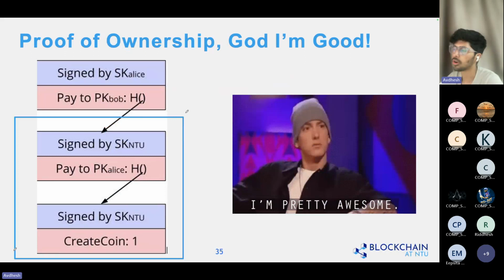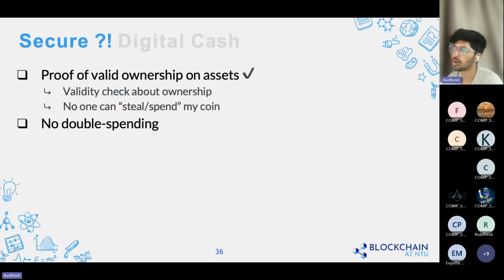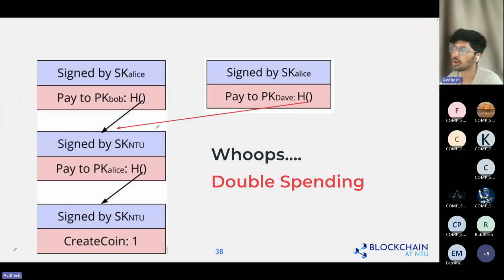So we tick this thing which we learned recently about proof of valid ownership on an asset, and also about the double spending problem. So I'll just skip this.